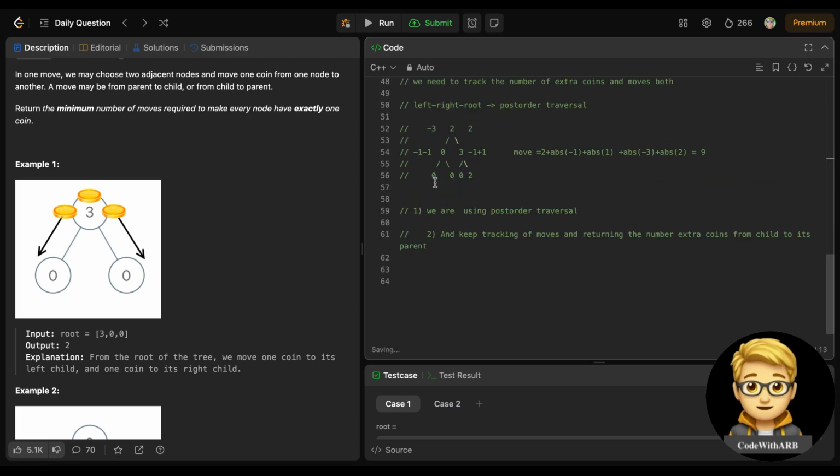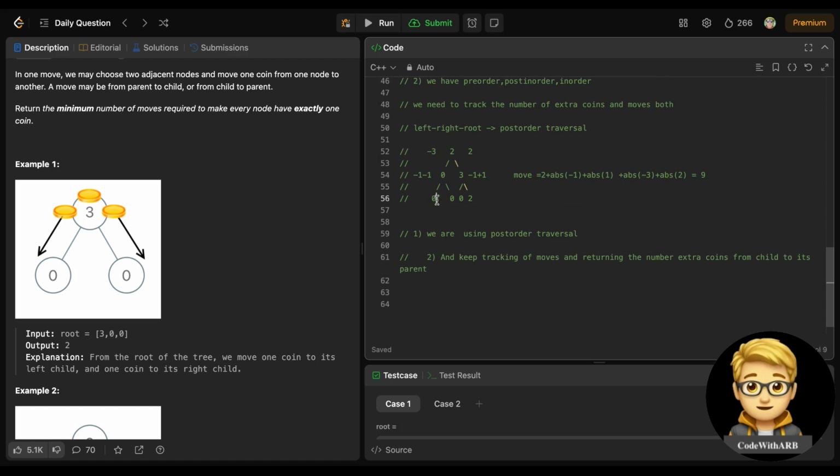So if you see here, when we are at a leaf node, so this 0 is at a leaf node, its children will give me 0, its children will give me 0. But this requires one coin. So what will it ask its parent? It will ask that I need one coin, and my children have 0 coins. And what will its moves be? It has 0 moves.